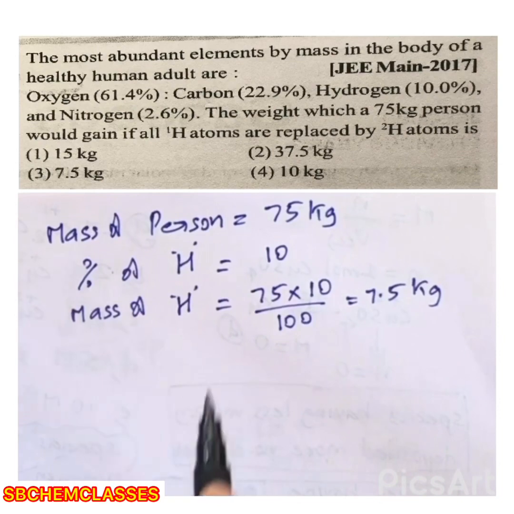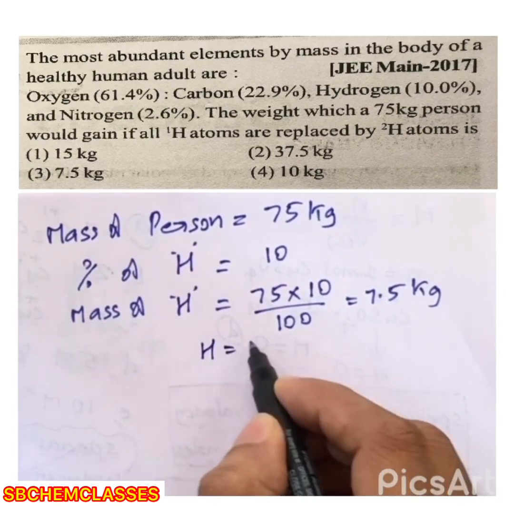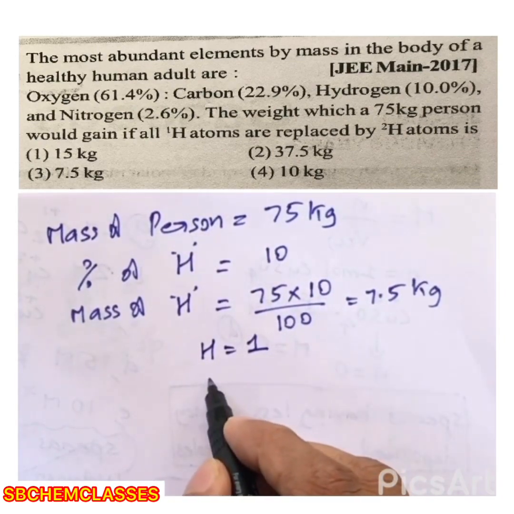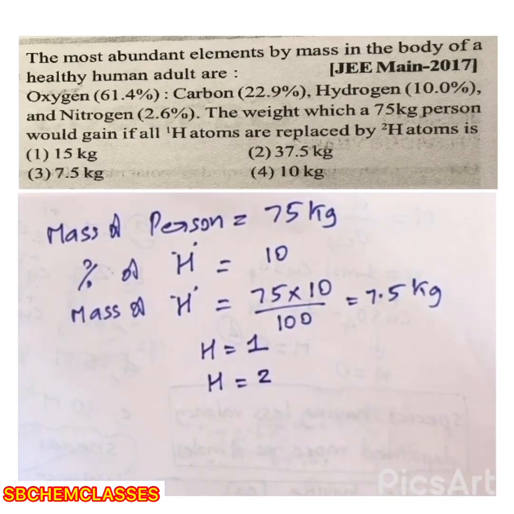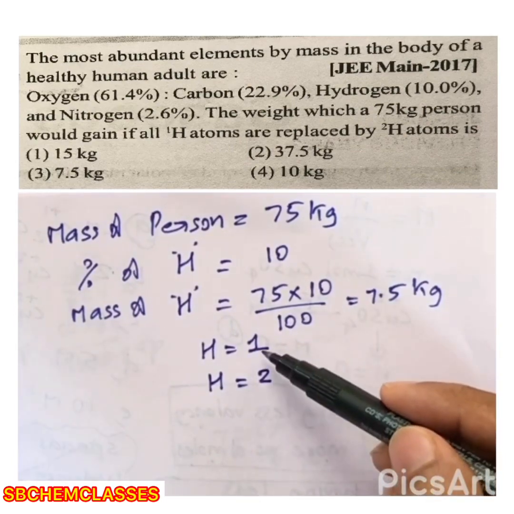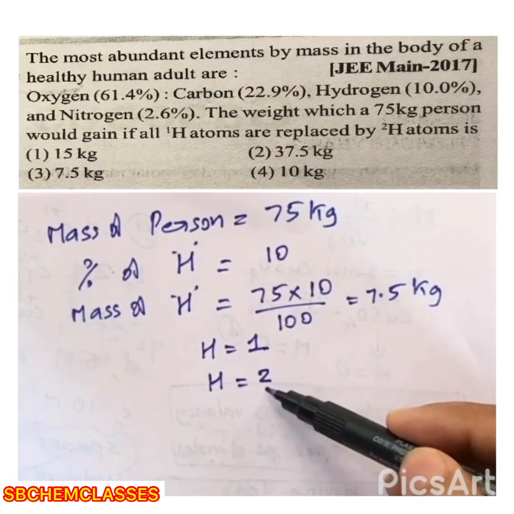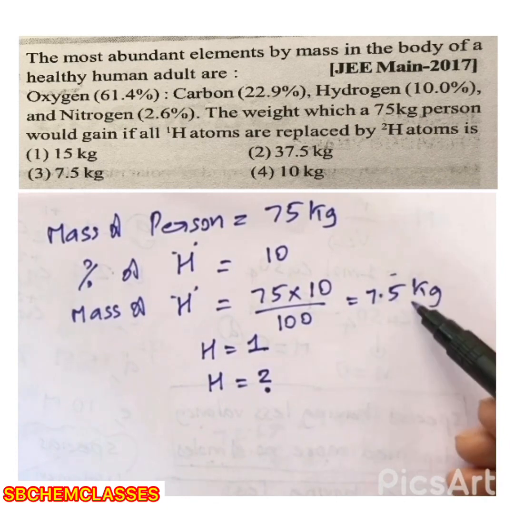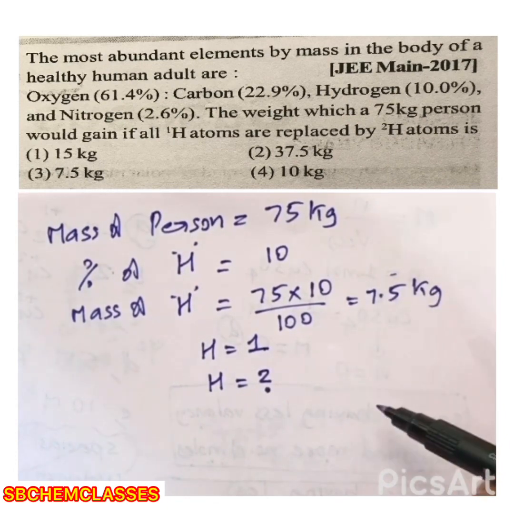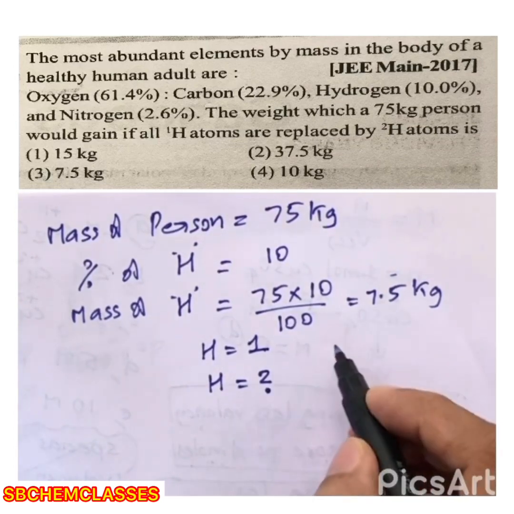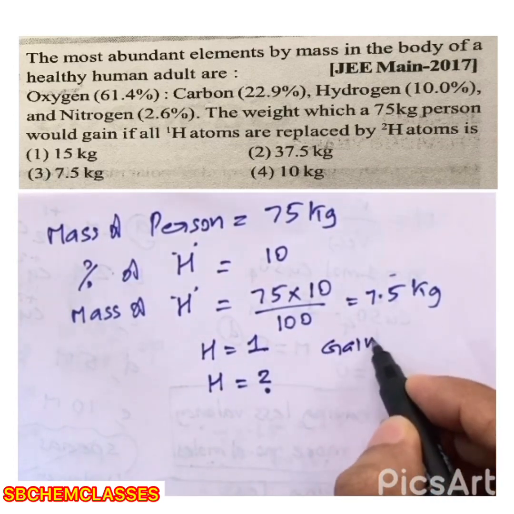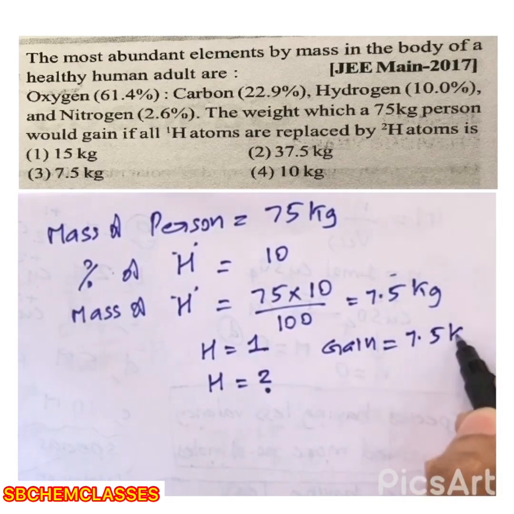This hydrogen has atomic mass 1. It is replaced by hydrogen having atomic mass 2. What will happen? The mass of hydrogen will be doubled. So the same 7.5 kilogram will be additionally gained by that person. The question is the weight which a 75 kilogram person would gain. So the mass gain is 7.5 kilogram.